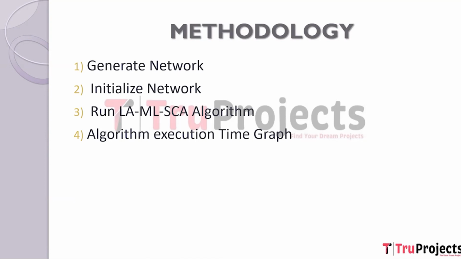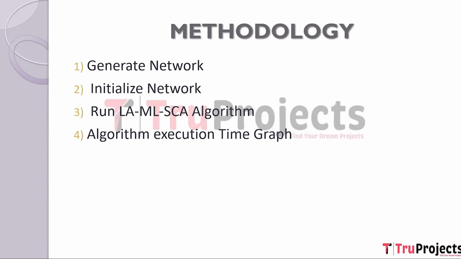Third one is Run LA-ML-SCA algorithm. This module is a vital part of the project as it implements the latency-aware multi-layer service chain allocation, which is the LA-ML-SCA algorithm. This algorithm is designed to reduce latency in the SDN NFV network. It takes the generated network as input and works on the principle of selecting the shortest path for each service request by sorting all service requests in descending order. The algorithm iterates through each request and calculates the shortest path using a latency-aware criterion. It then chooses the path that results in the shortest latency for serving the particular request.